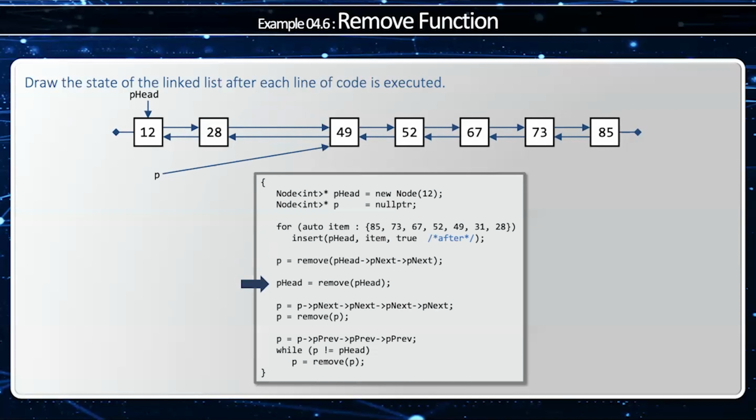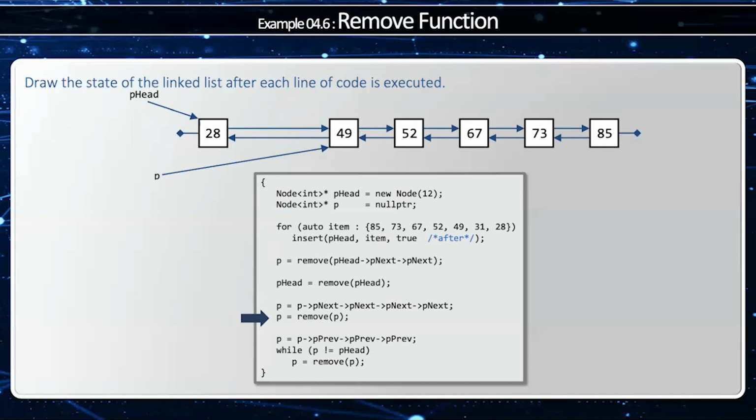Now I'd like to remove p head. To remove p head, first of all, I'm going to make sure 28 no longer points to 12. Then I'll remove p head itself, and I'm going to return the next pointer after, and that will be the new p head.